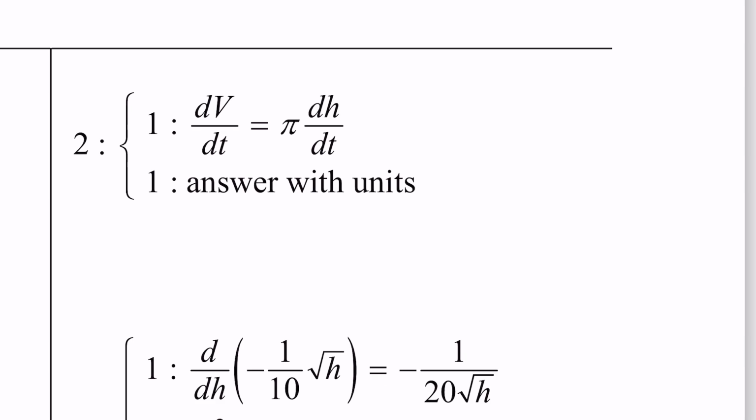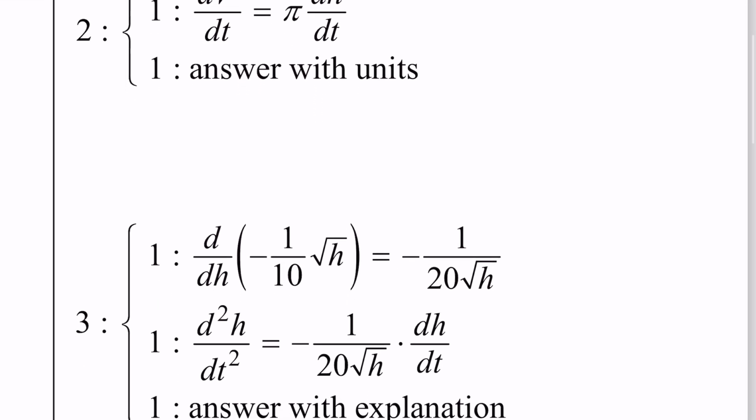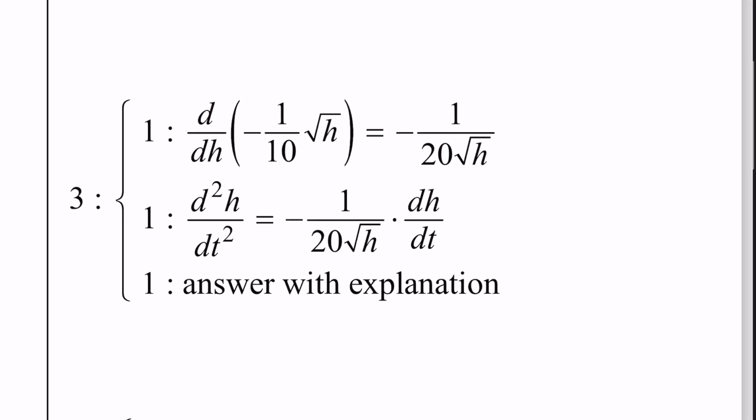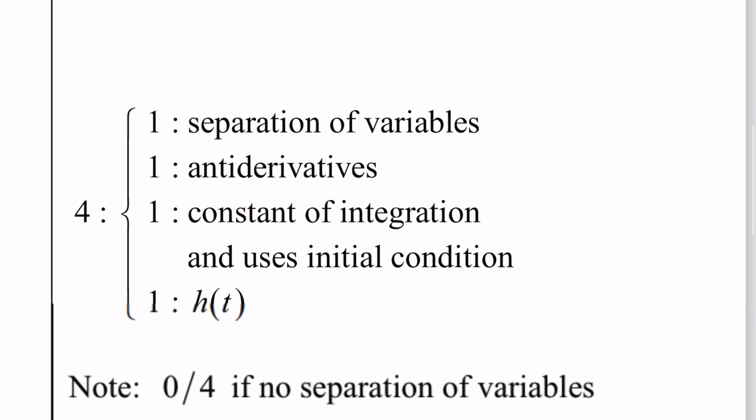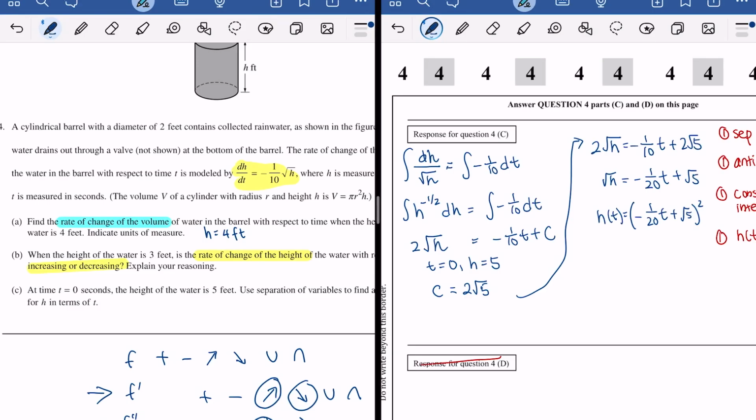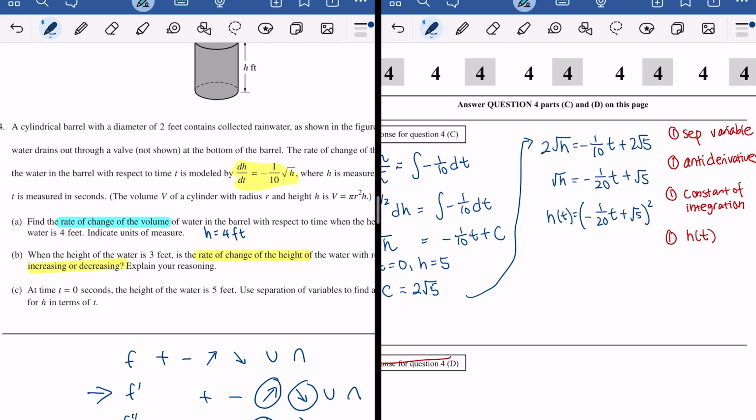Here is the point distribution for part A and part B so far. I want you to try part C yourself first to see if you can earn all 4 points here. Now check your answer. This is the correct answer for part C. You should get a C value of 2 root 5, and the final equation for h of t, don't forget to write the correct notations, will be this quadratic function right here.